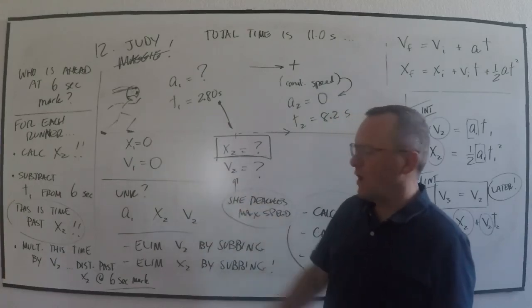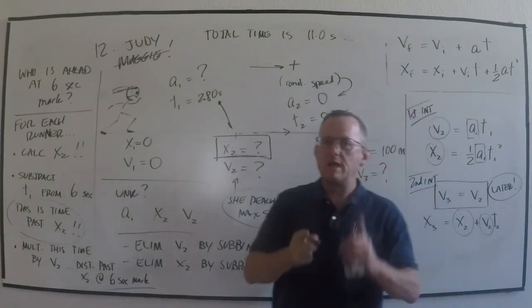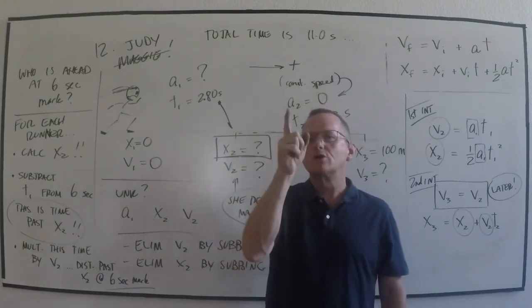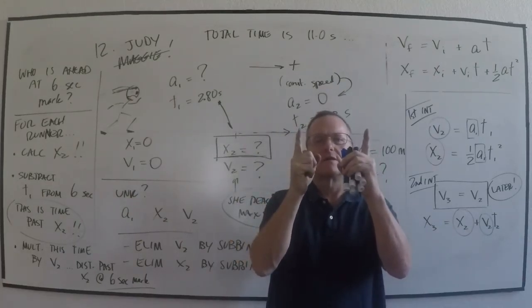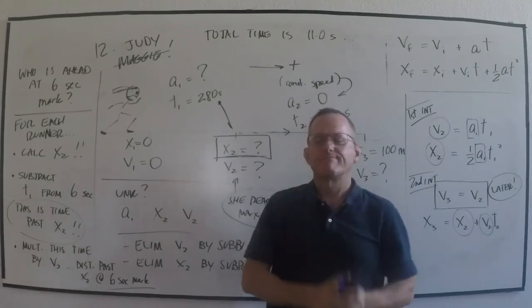Using that simple logic, that simple process, you can find where each of them is at the 6-second mark. And if you know where Judy is and you know where Maggie is after 6 seconds, you can tell who is ahead and by how much.